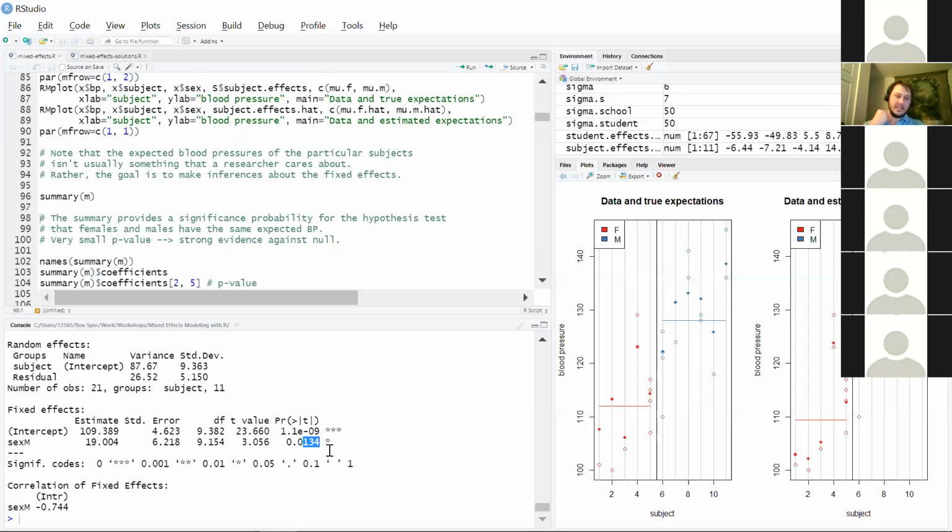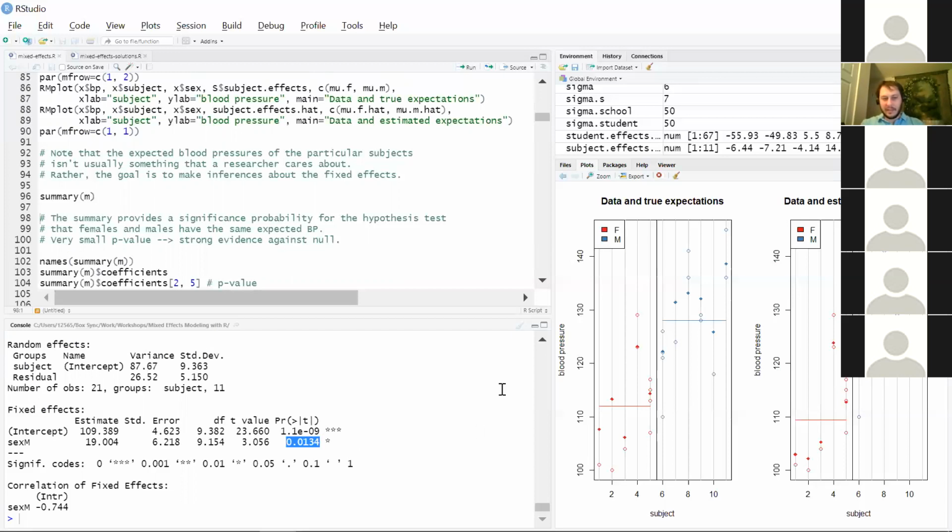All right, so this is what you would expect. The sex male coefficient is supposed to be representing the difference between the male overall expected blood pressure and the female overall expected blood pressure. And if you were to assume that that difference is 0, you could do a hypothesis test, and here's a p-value, 0.01. So we have pretty solid evidence against the null hypothesis that males and females have the same expected blood pressure based on this data set.